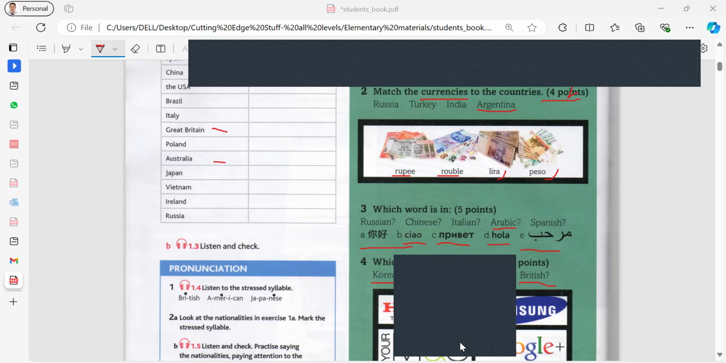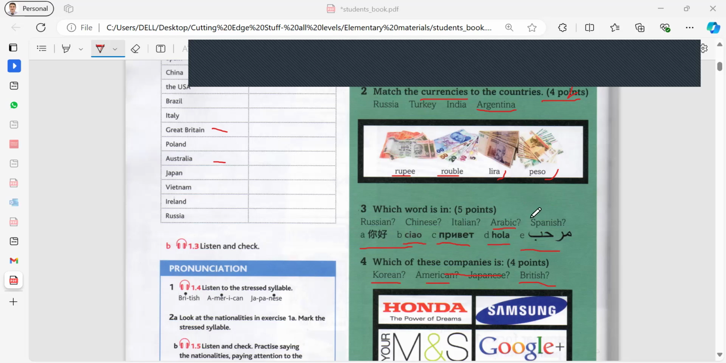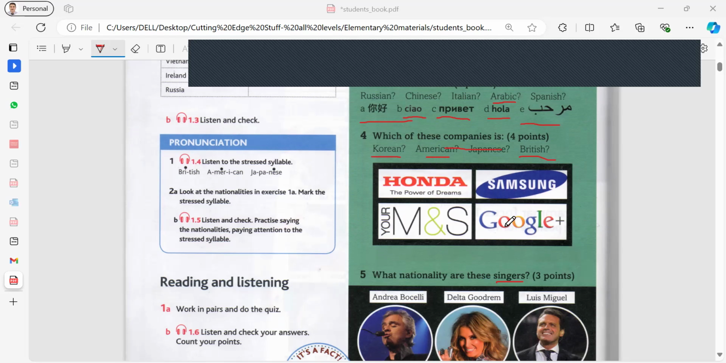Yeah, correct. Yes, perfect. So here you got 5 points. Right, question 4. Companies.